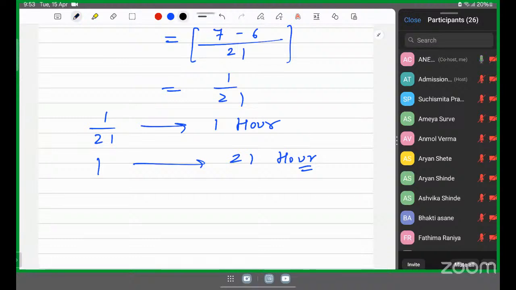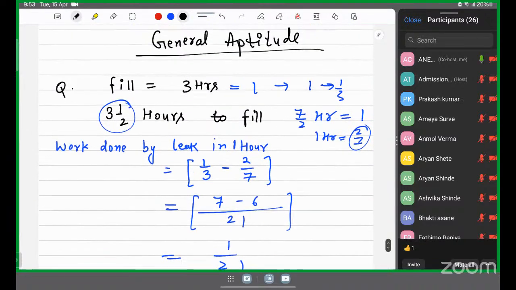Are you getting it or any doubt? Sir, repeat it once. Okay. The question is, if a pipe is working, it will fill the tank in 3 hours. But there is a leakage in the tank, due to which 3.5 hours will be taken to fill the tank completely. And we want to know in how much time leakage will empty the tank.